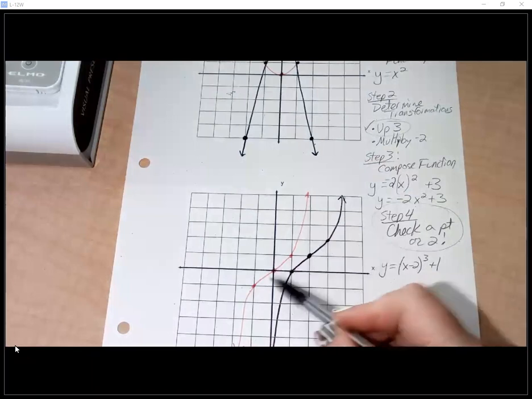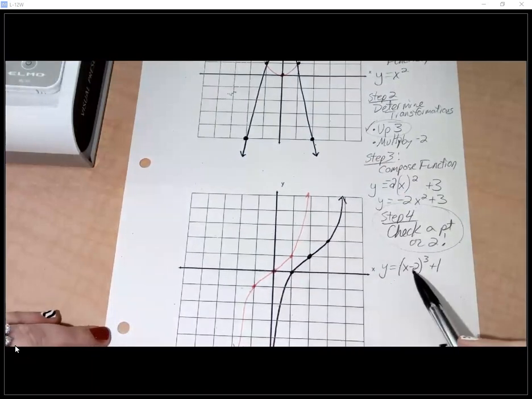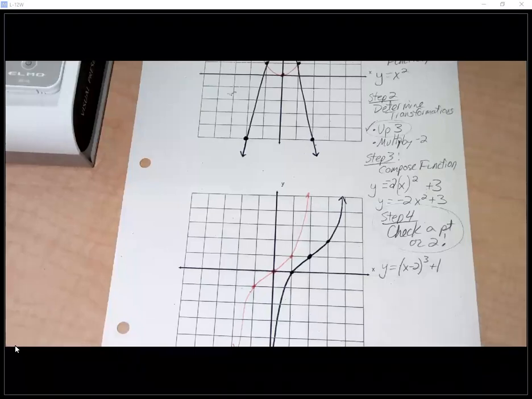So there's no stretches or shrinks or things like that. I'm just shifting this one. And looks like we're going right 2, up 1. This is perfect. Make sure that when I'm shifting to the right or left, that that's going in there with the x. So when I say in there with the x, and the parent function is y equals x cubed, right? So you need to make sure that that shift of 2 is also being cubed. That's in there with the x.